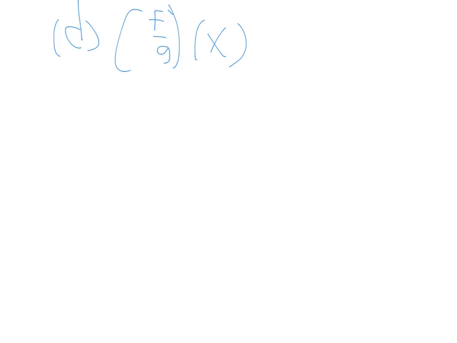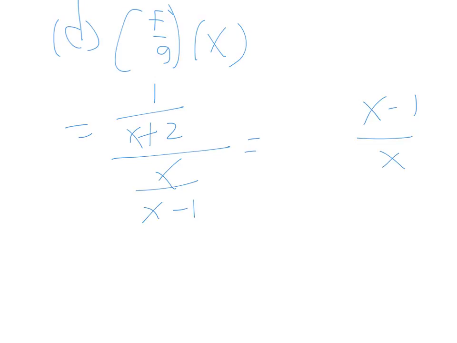Alright, f over g of x, that's equal to, remember, you just divide function f, 1 over x plus 2, over the function g, which would be x over x minus 1. Now if you notice, we're dividing by a fraction, so you flip and multiply. So you have x minus 1 all over x times x plus 2.